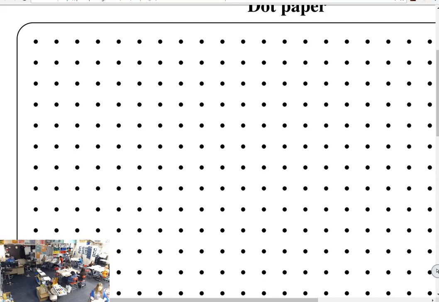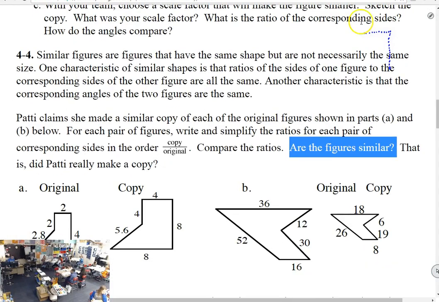Figure out if these figures are similar, and I'm going to take this a step further. If so, calculate what that ratio copy to original is. So I'll slide this down so you can see it easier. You want to calculate, are these shapes similar, which means every single corresponding relationship has to have the same relationship. If they're similar, what is the scale factor?